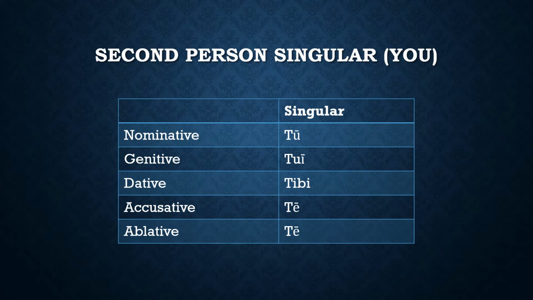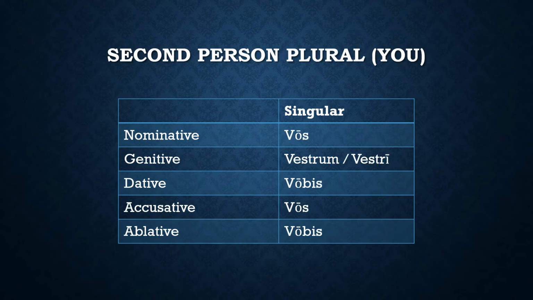You may notice that some of the forms of tu are very similar to some of the forms of ego. The second person plural, which is also you in English, or of course y'all if you live in the South, has as a nominative vos. Once again, there are two genitive forms, vestrum and vestri.